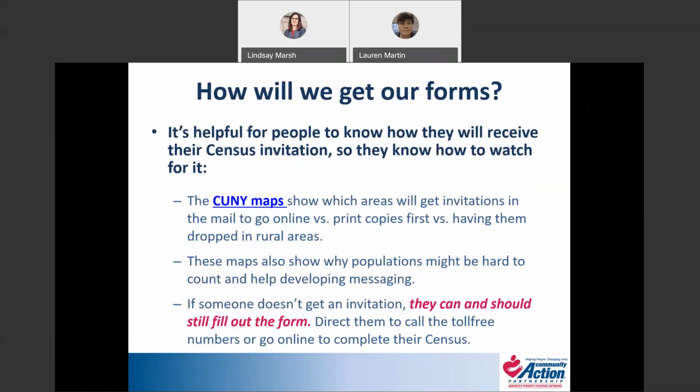So if they're staying with a family member and they're not sure that they're going to be moving or not, but they're going to be in the same area, they can fill out that form prior to April 1st using the best guess that they have as to where they will be. They can call the toll-free numbers or they can go online to complete their census form.